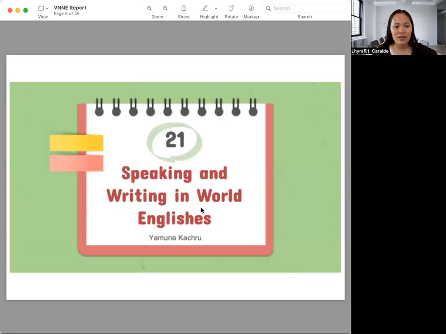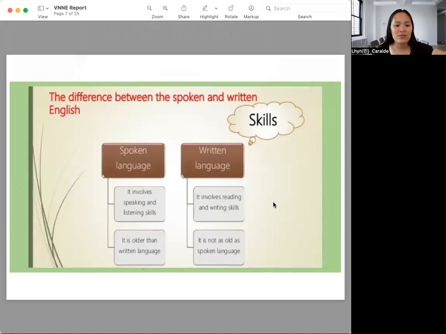Then next one, let's go to speaking and writing in world Englishes. Let's differentiate first the spoken language and written language. The spoken language involves speaking and listening skills. And it is older than written language. Why is it called older than written language? Because we started to talk.